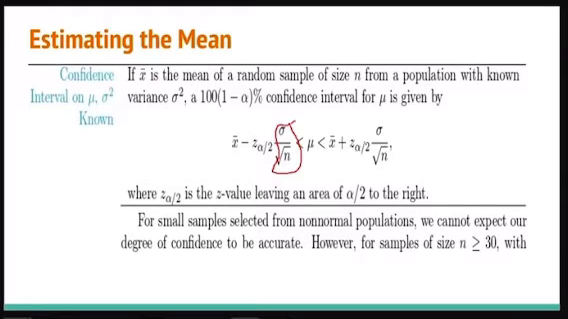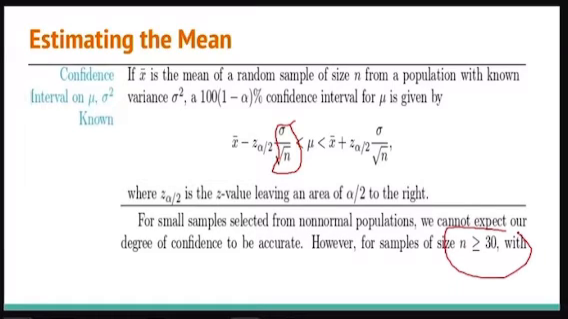We use the one that has Z in it when the population variance is known, and we have to be working with a normal population. If the population is not normal, then the central limit theorem must apply. At times when the population is not normal, if the sample size is at least 30, we're good. We can make use of that.